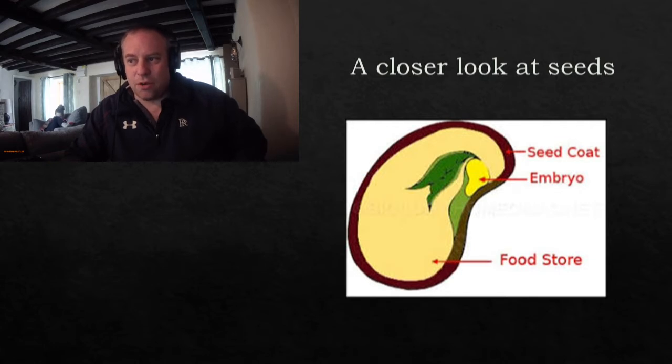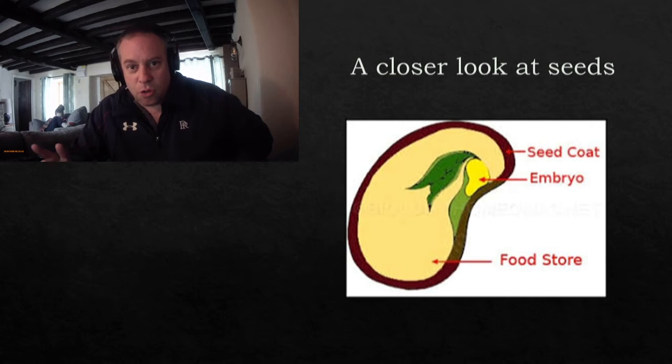Inside that seed coat, you've got a food store, which is going to be really important because plants can't eat. They make their own food using photosynthesis. And in the initial stages of their life, they don't have light to work with, and so they need that food store already there.